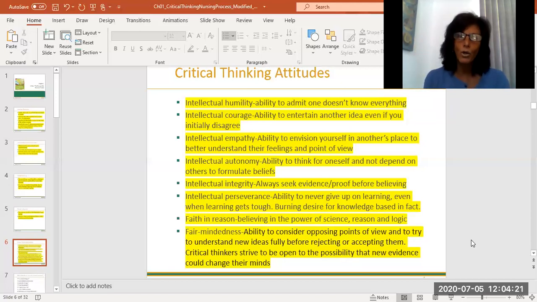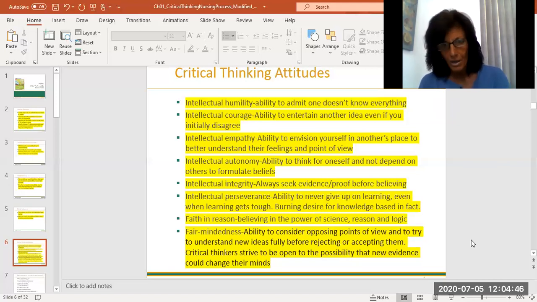Put yourself in her position for a moment. If it were you, how do you think you would feel? She's been in the hospital for so long. Her family hasn't been able to see her or hasn't wanted to come see her, or whatever her situation is. Envision yourself in somebody else's place. Walk a mile in their shoes, right? To understand how they feel and what their point of view may be. Okay? Intellectual empathy.